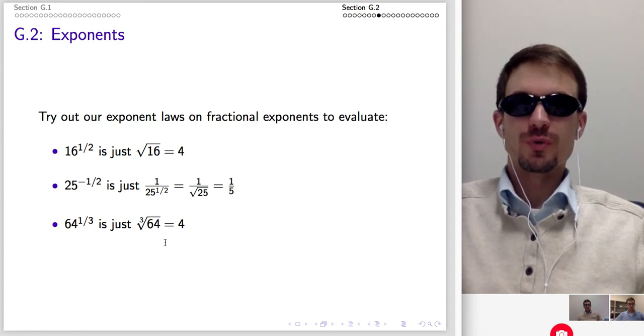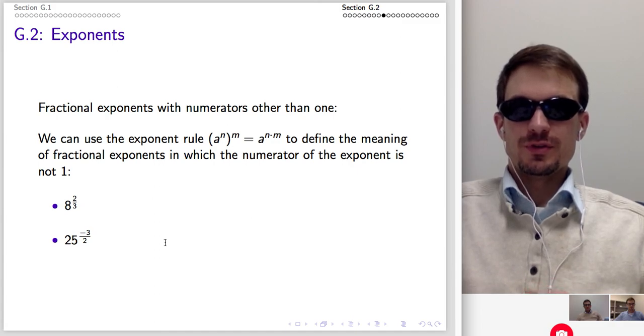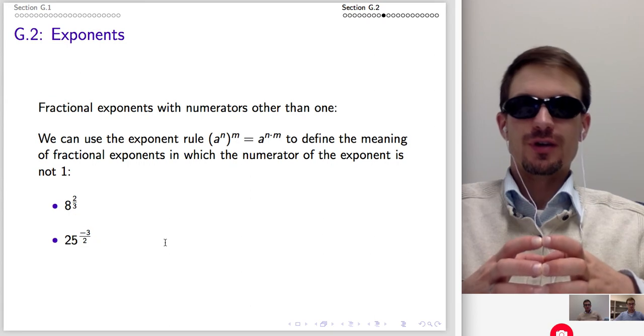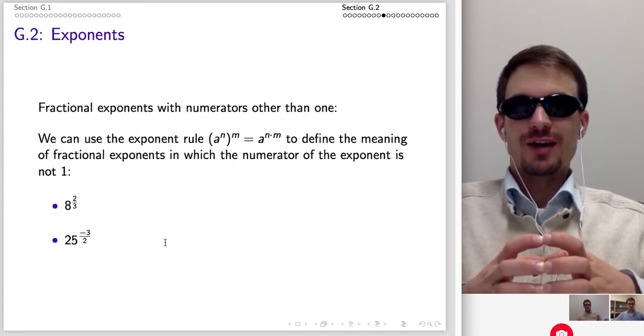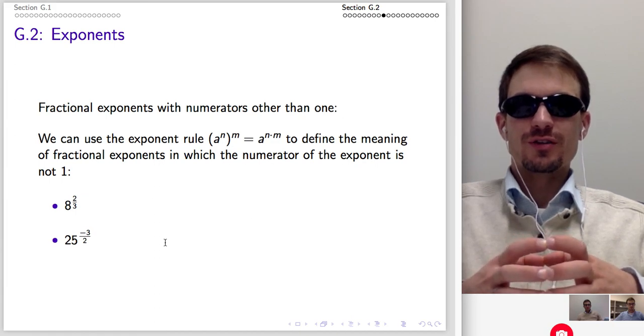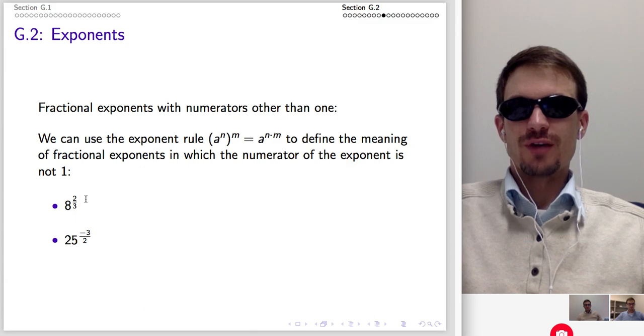And indeed, that's what we've got. Okay. So suppose we have our exponent rule, a to the n to the mth is a to the n times m. This defines our meaning of fractional exponents in which the numerator is not 1. So for instance, we can think of a to the 2/3 and 25 to the minus 3/2.